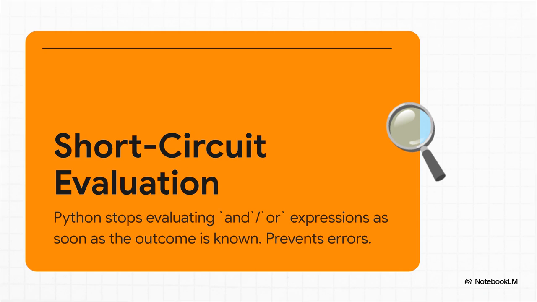And this idea of efficiency extends to logical operators through something called short-circuiting. With an AND expression, if the first part is false, Python doesn't even bother to look at the second part. This isn't just faster, it's a really powerful way to prevent errors, like maybe trying to divide by 0 in a condition that never even gets checked.